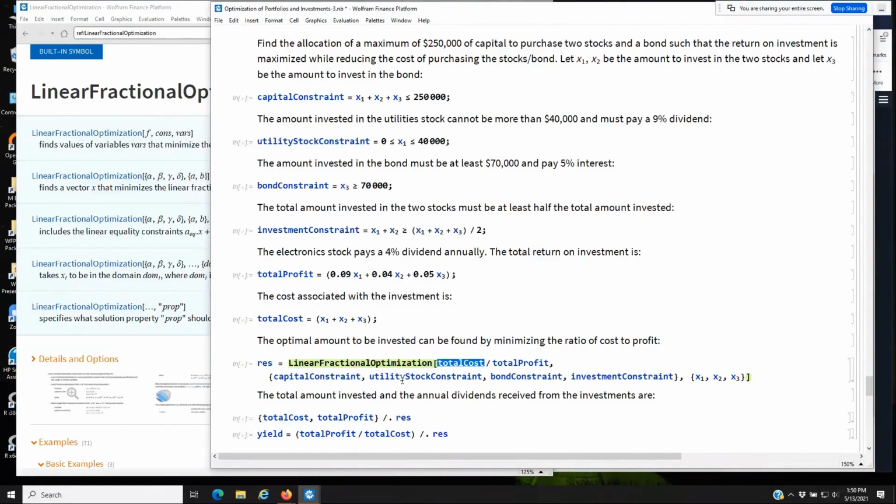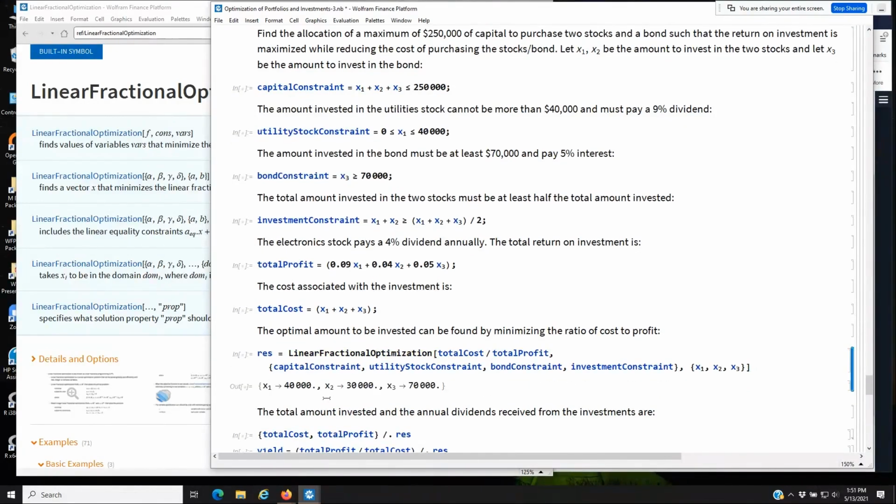And I've got a capital constraint. I've got a constraint for the utility stock, for the bond, and an overall investment constraint. And I'm trying to solve. Now this, by the way, is no longer a vector. This thing here is a vector, but each of the elements x1, x2, and x3 are scalars. And this is the answer that I get. Remember, it always returns a list of rules.